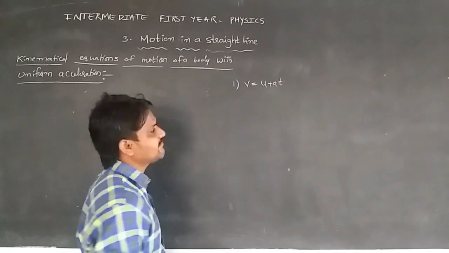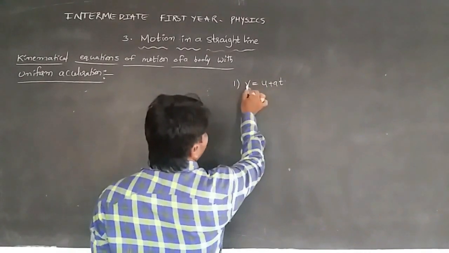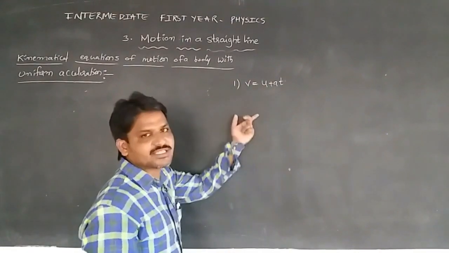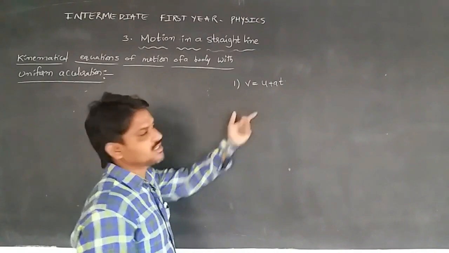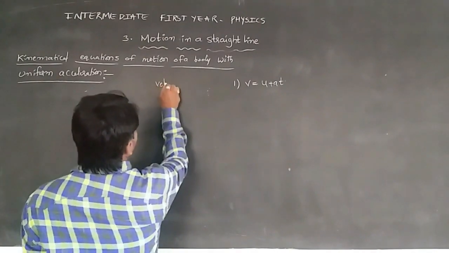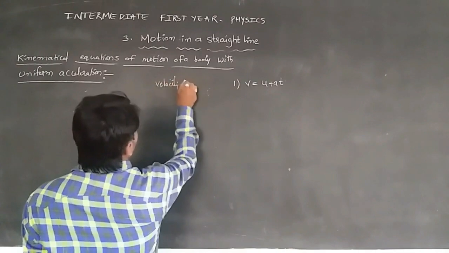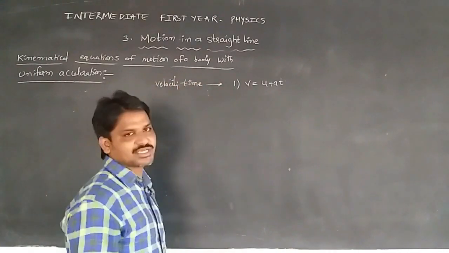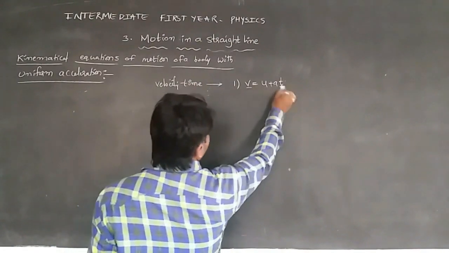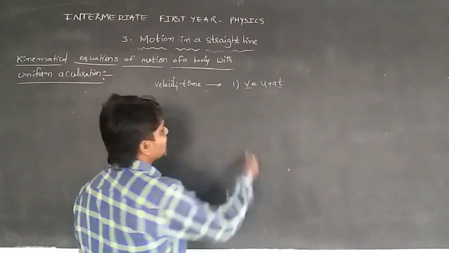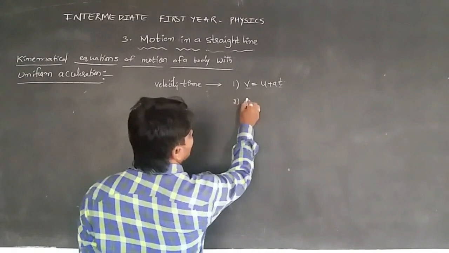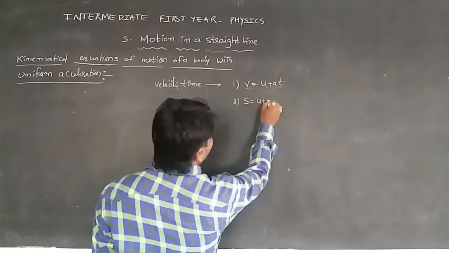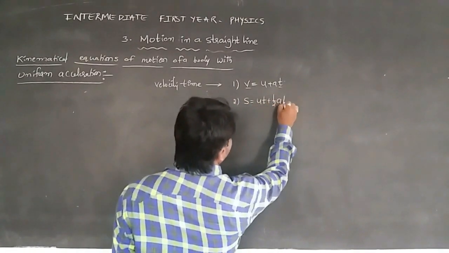Kinematical equation means this is the relation between velocity and time. It is also called the velocity-time relation, because it is between velocity and time. The second one is S = ut + half at square.